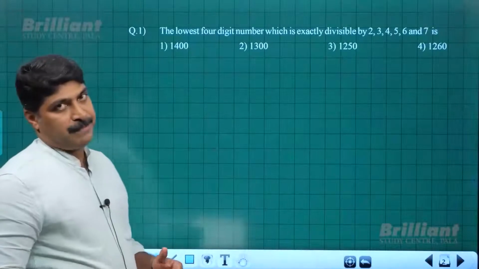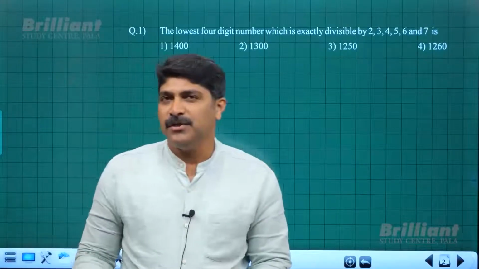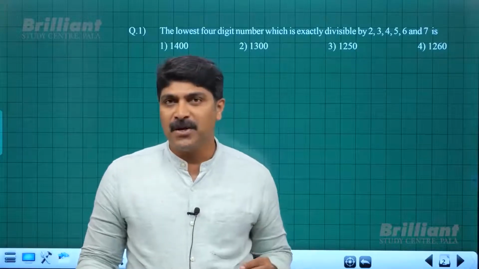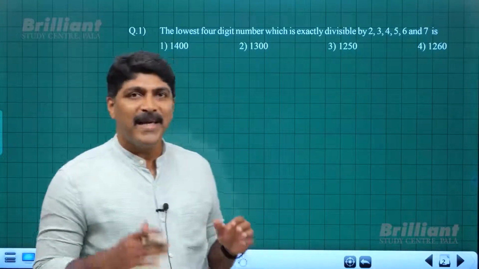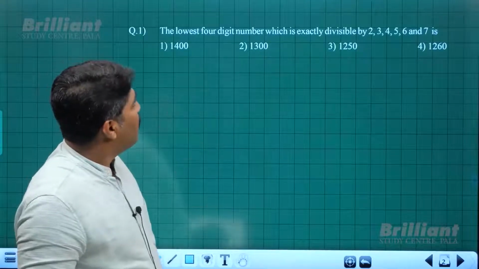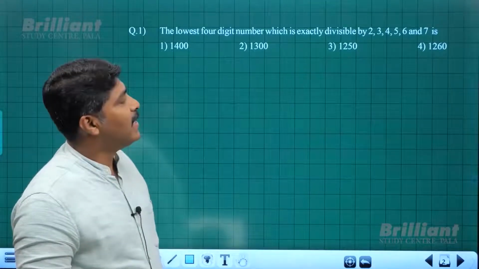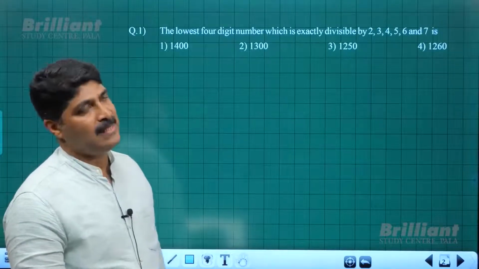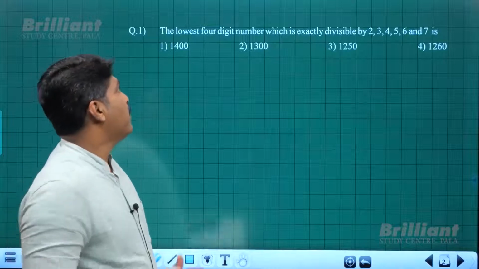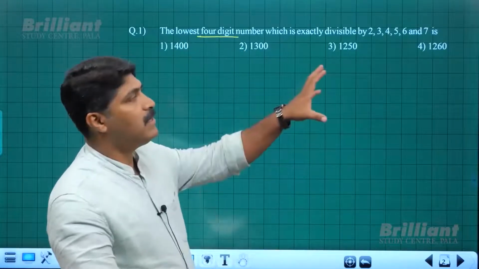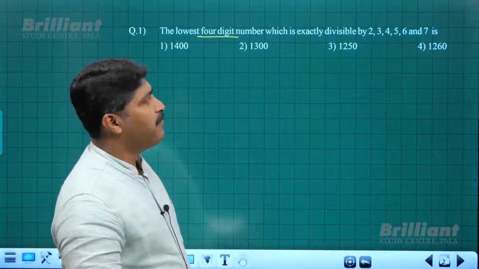Here the first question. In this session, most of the questions are comparatively easier, not much complicated, so you can easily do most of them. Here the first one: the lowest 4-digit number which is exactly divisible by 2, 3, 4, 5, 6 and 7. So here we have to find the lowest 4-digit number that is divisible by all these values. In which way can we find it?